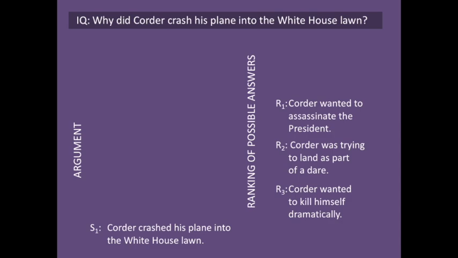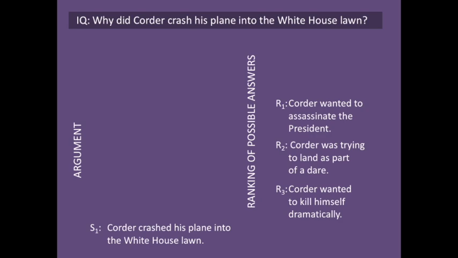So put yourself in the place of the investigators right after Corder crashed his plane into the White House lawn. They don't have any other information. They want to know why he crashed his plane into the White House lawn, and chances are the assassination rival, that possible answer, is going to be near the top of the list. That's going to be at the front of the investigator's mind. And other possible answers are going to be farther down the list. Now, if the investigator's goal is to find the best answer to the question, well, they need to gather more information.